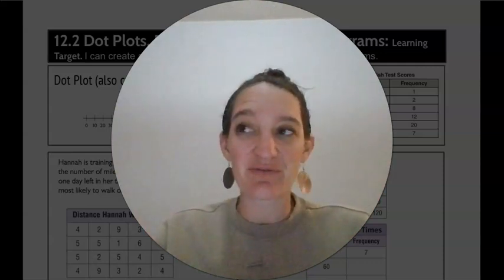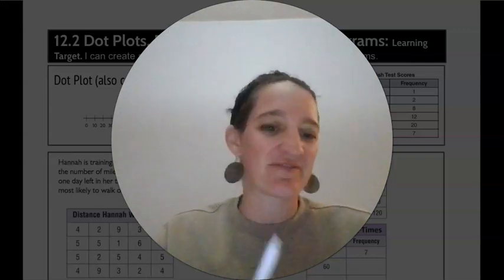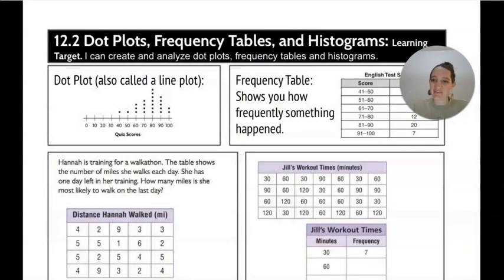Hey, let's do a lot today. Let's do dot plots, let's do frequency tables, let's do relative frequency tables, let's do histograms. You might be like, oh, but they're all very visual and very fun. So it might be an all right day after all.